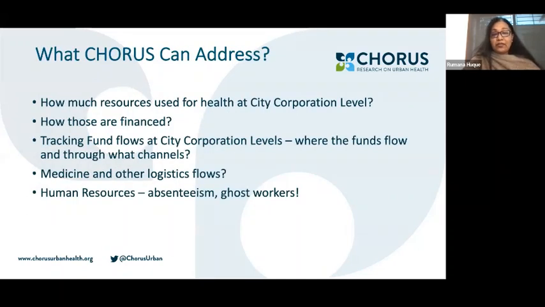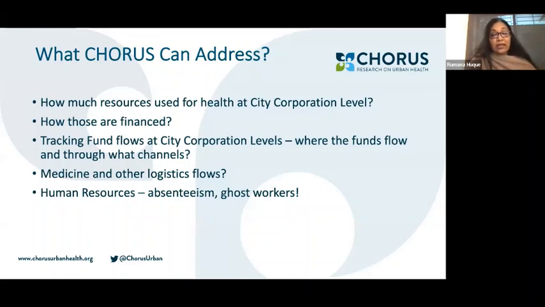So what can Chorus address, very briefly, from the limited work that has been done so far in Bangladesh? From that experience, how much resources are used for health at the city corporation level itself can be a very nice research question: how much is the city corporation really spending. Even a small boundary, even one city or two cities, can be a very good starting point for Chorus. And who is financing those? Is it only the city corporation? Are they getting something from the Ministry of Health? Development partners, who are they, and how much are they getting from the different partners? Maybe that can be looked into.